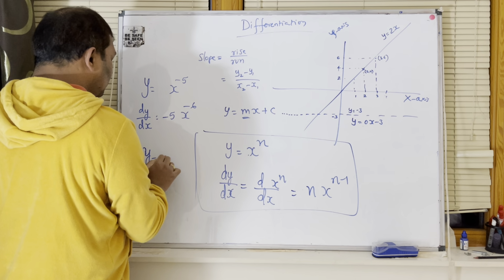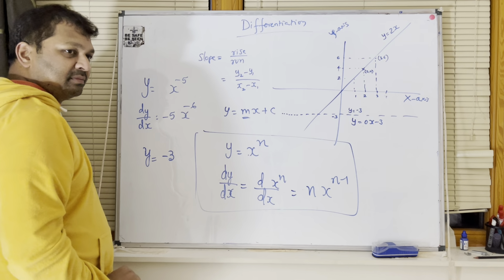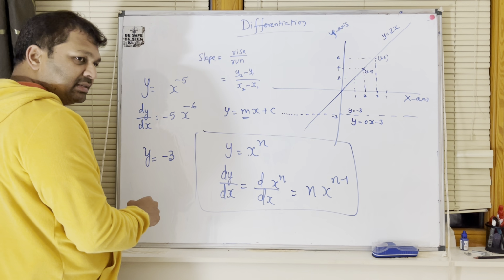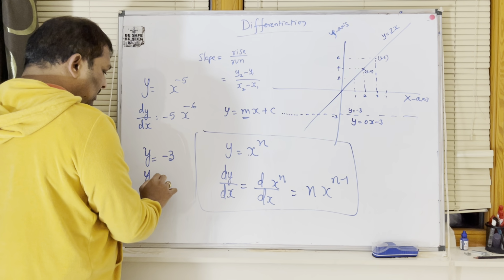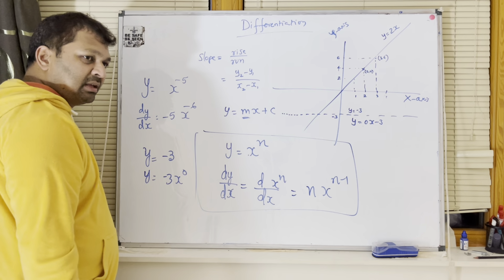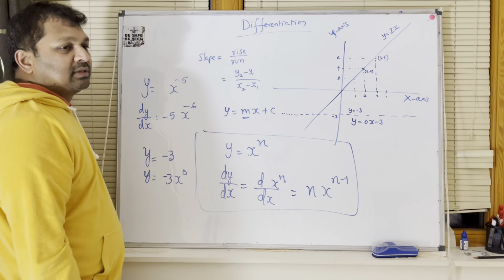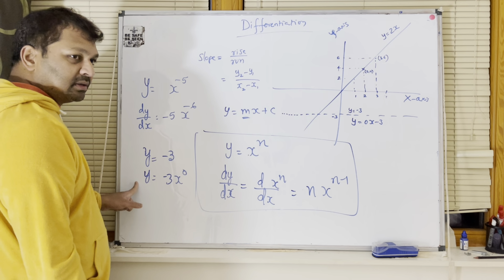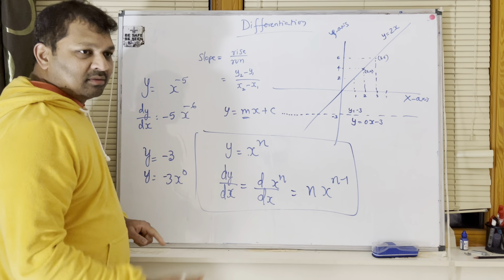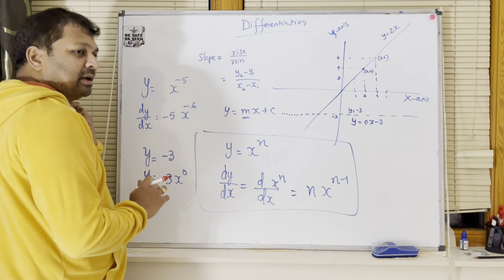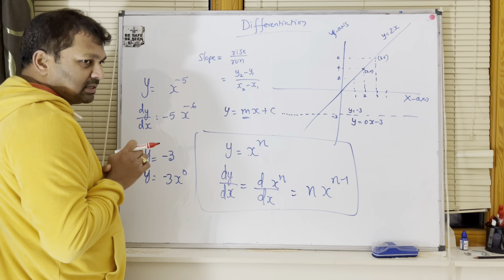Now I'm taking this equation, y is equal to minus 3. Can we rewrite this as y is equal to minus 3x to the power of 0? There is no x here, but if you want to put x, you can put x to the power of 0. There is no change between the two. What is x to the power of 0? It is 1. So you are multiplying minus 3 with 1, and you'll get minus 3 only.